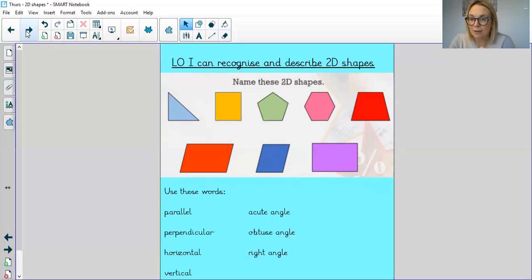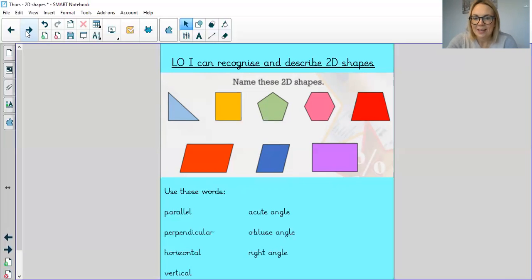An obtuse angle, how many obtuse angles has it got? So an angle bigger than a right angle, bigger than 90 degrees. And does it have any right angles? That's your L shape. That is exactly 90 degrees. Okay, so have a look, have a go. Can you just pick and describe one of those shapes, either to somebody or by yourself, using as many of those words as you can?